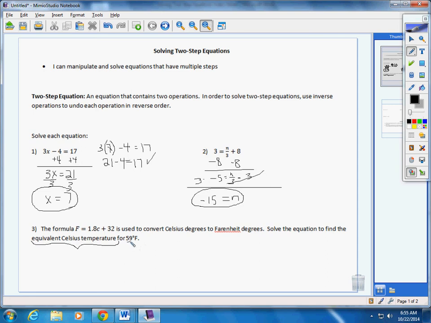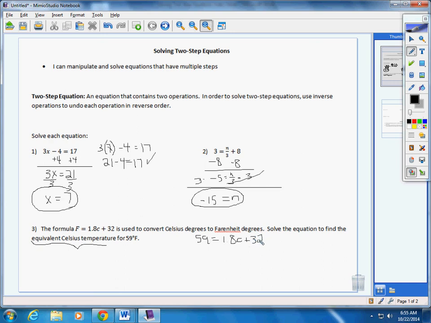So where do you think you plug this 59 in? That's right, you got to plug it in for F and then solve for C to find the Celsius temperature. So let's do that. That's not going to give me enough room. I'm going to start up here. So I'm going to plug in 59 for F. 59 equals 1.8 C plus 32.